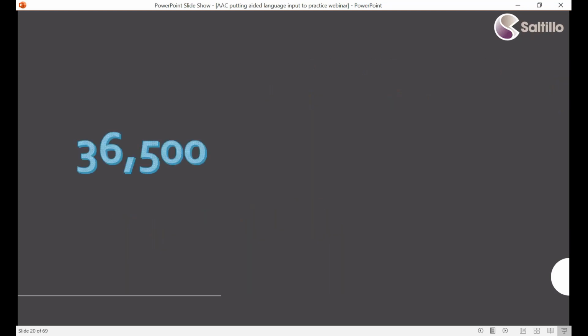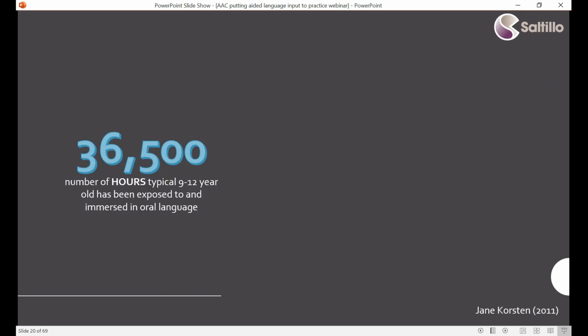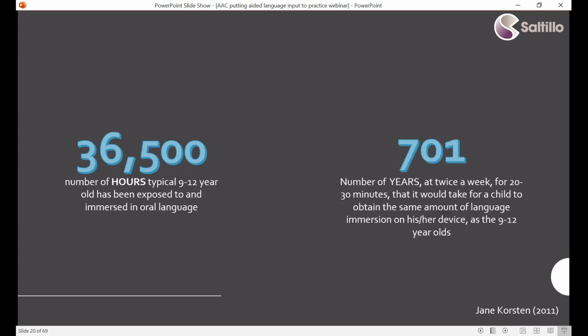All right, our last number here is 36,500. These are the number of hours a typical 9 to 12-year-old is going to be exposed to or immersed in oral language. So if we take that huge number, it's a lot of hours, and if we think about somebody who might have their AAC system in place, and let's say they're just getting modeled to once or twice a week during their speech therapy session, in order to get that same level of exposure, it's going to take over 700 years to get to that same point. So again, the numbers look overwhelming and daunting, but it really proves the point that it takes a village to learn how to use an AAC system and to make it effective for somebody who's using it.